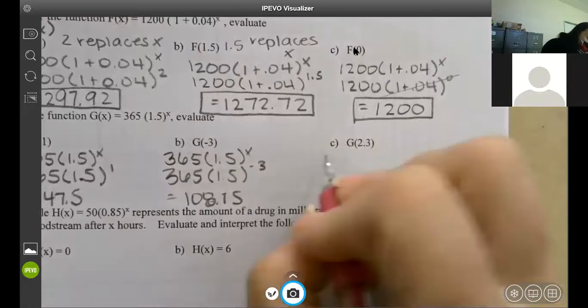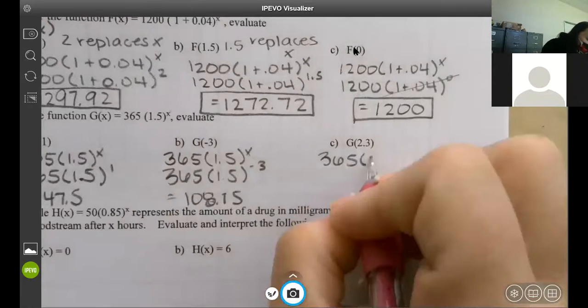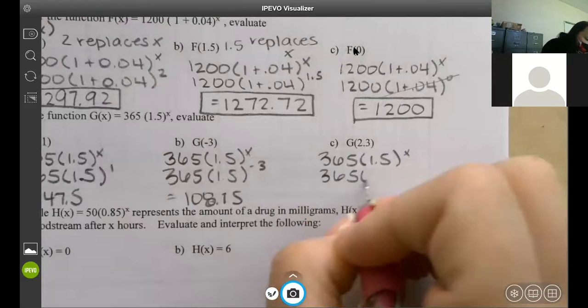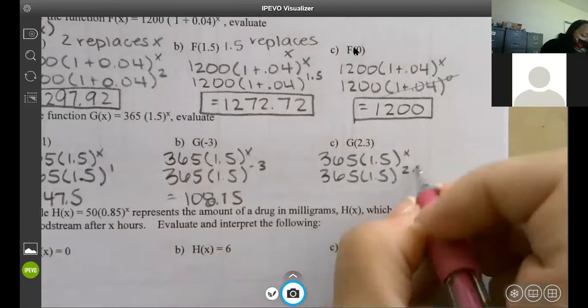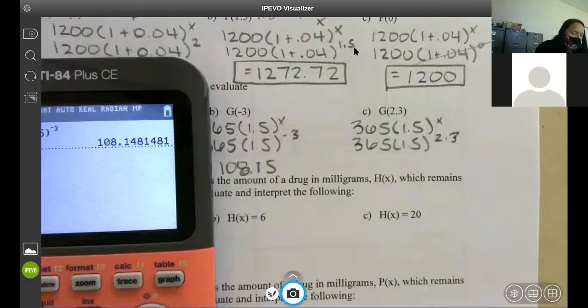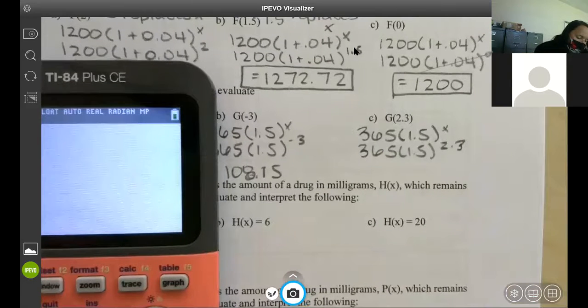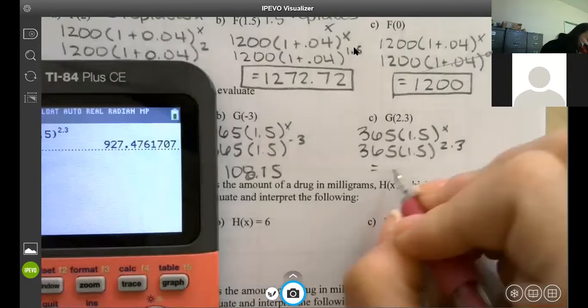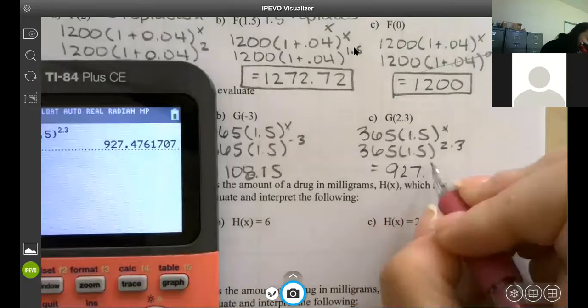And then the last one, you're going to take the function and for x plug in 2.3. So we're going to do 365 times 1.5 to the 2.3. And we get 927.48.